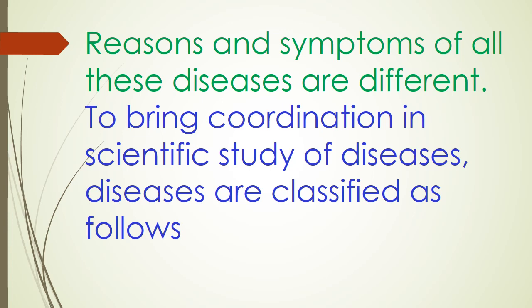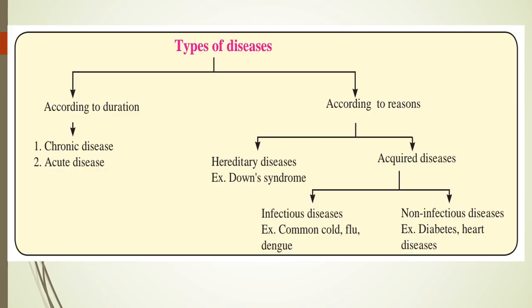To bring coordination in the scientific study of diseases, diseases are classified as follows. Now here you all can see a chart. According to the chart, we'll see how diseases are classified. Types of disease, we have two: according to duration and according to reasons. According to duration means according to time period. Under that we have chronic disease and acute disease.